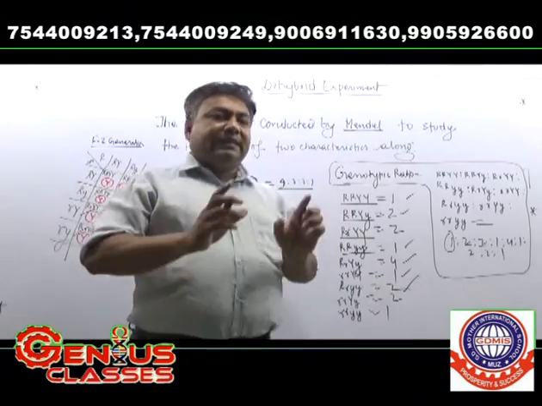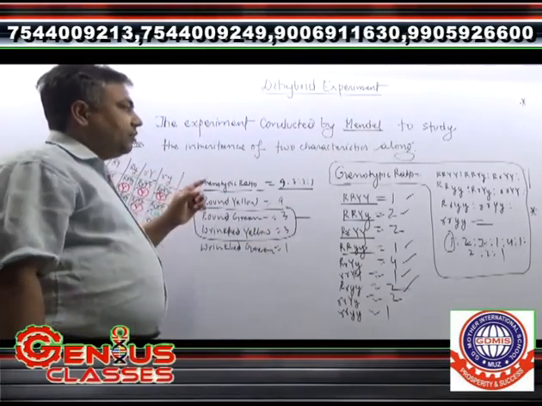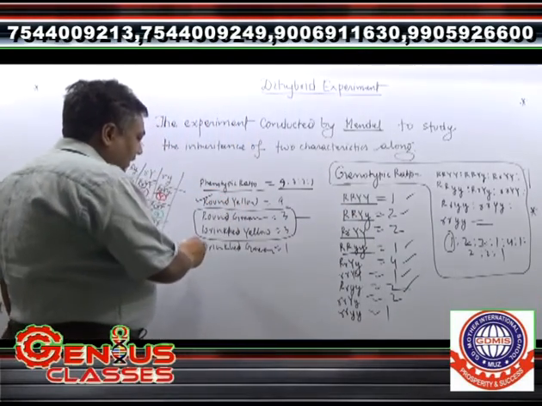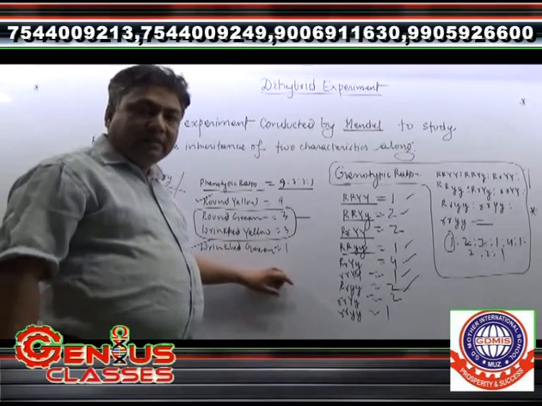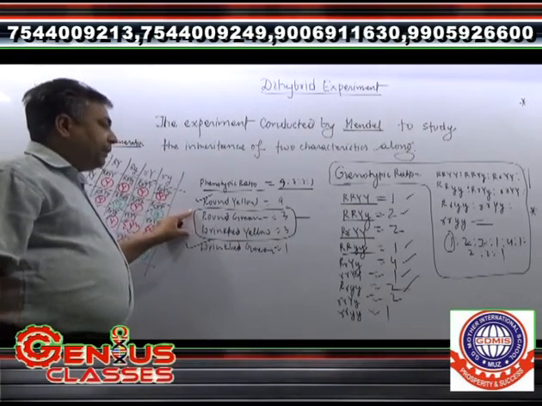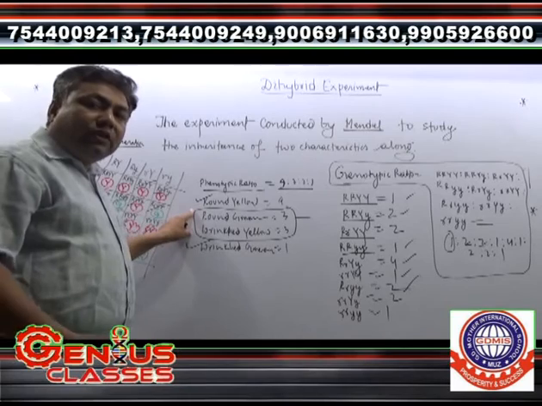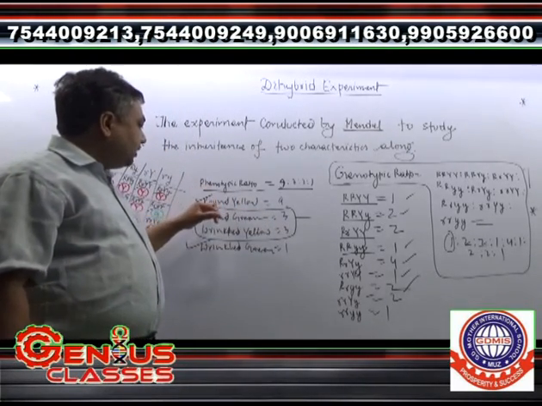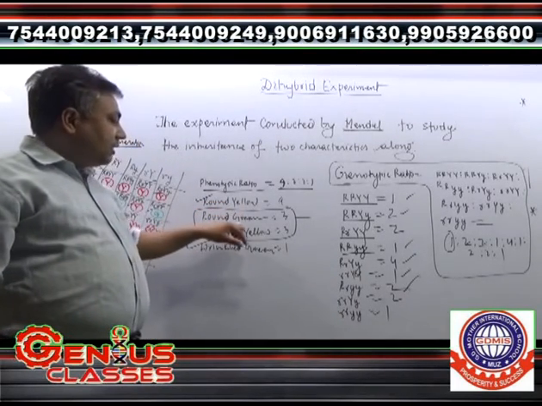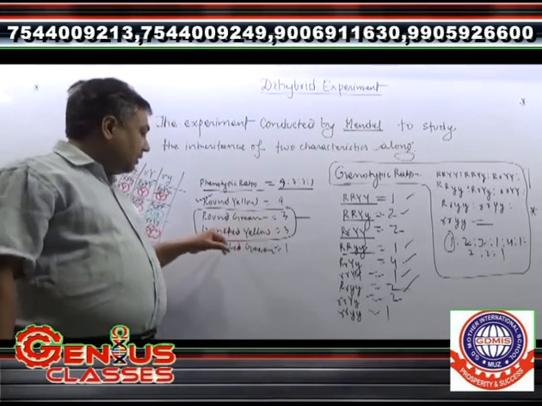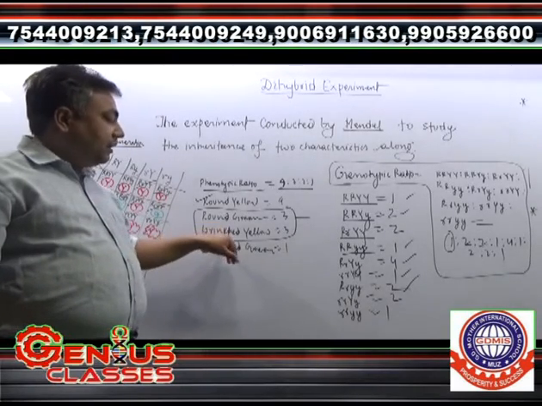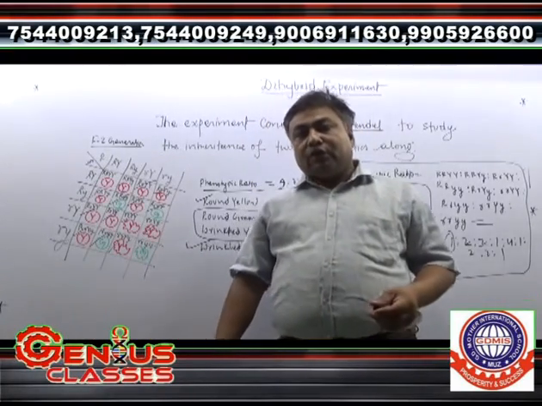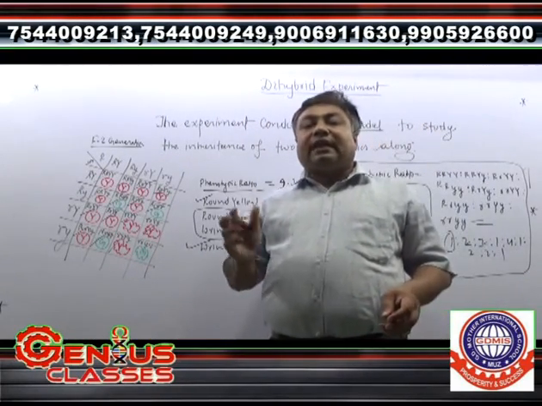But we just summarize it: the parental combination was round and yellow. Round and yellow was the parental combination. Wrinkled and green was the parental combination. But these two appeared in F2 generation, which is not the parental combination, where the characters do not remain together. Round was associated with yellow color, but here round came with green color. And here wrinkled was associated with green color, which comes with yellow. So this is called the law of independent assortment. So this is all about Mendel's dihybrid experiment.